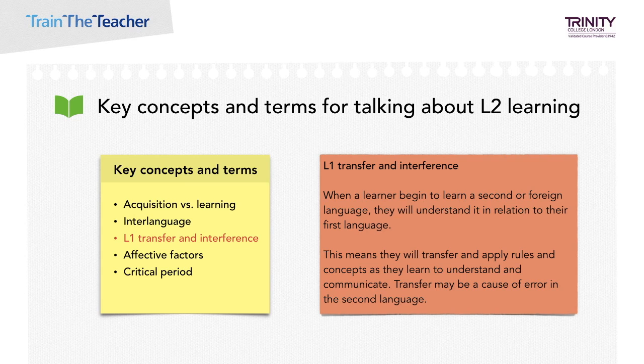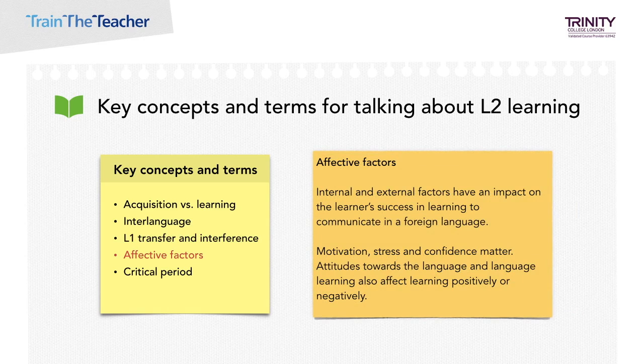L1 transfer and interference. When a learner begins to learn a second or foreign language, they will understand it in relation to their first language. This means they will transfer and apply rules and concepts as they learn to understand and communicate. Transfer may be a cause of error in the second language. Affective factors. Internal and external factors have an impact on the learner's success in learning to communicate in a foreign language. Motivation, stress, and confidence matter. Attitudes towards the language and language learning can also affect the speed and quality of the learning.